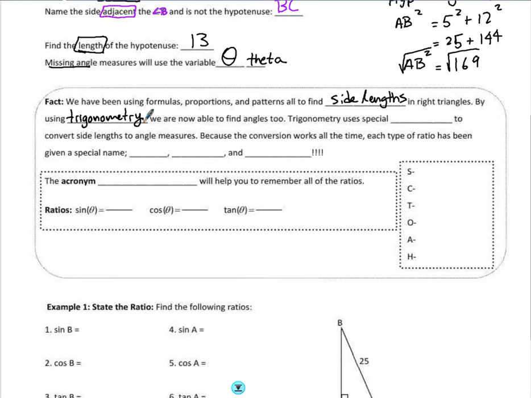Trigonometry uses special ratios. Ratios, we know, are a quotient of two numbers. Trigonometry uses special ratios to convert side lengths into angle measures. Because these conversions work all the time, but only with right triangles, each type of ratio has been given a special name. The three special names are sine, cosine, and tangent.